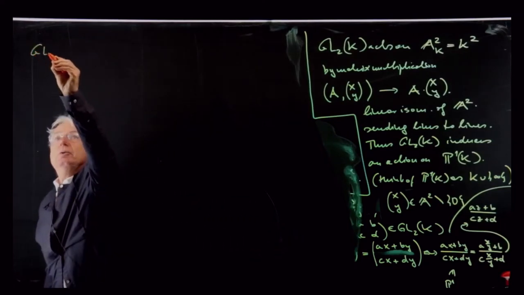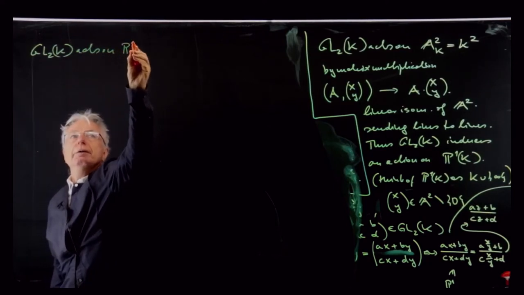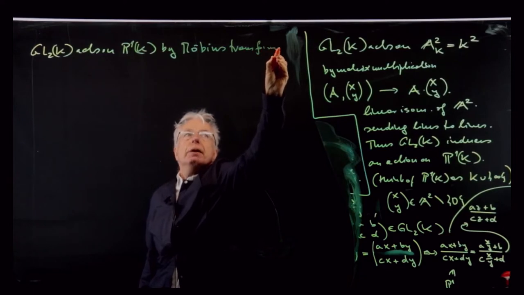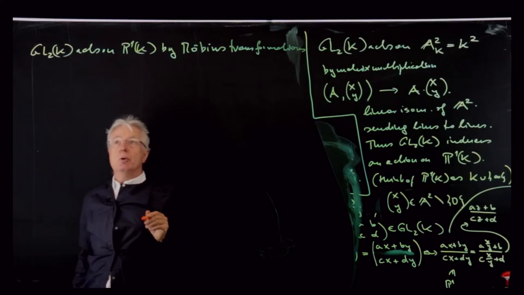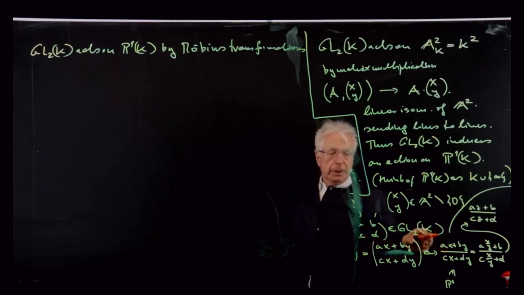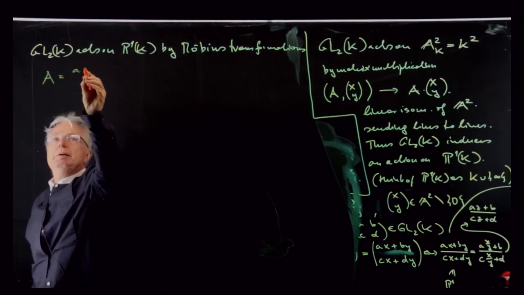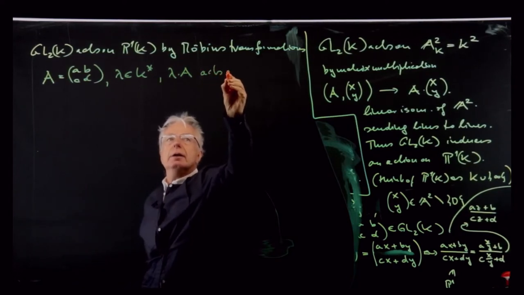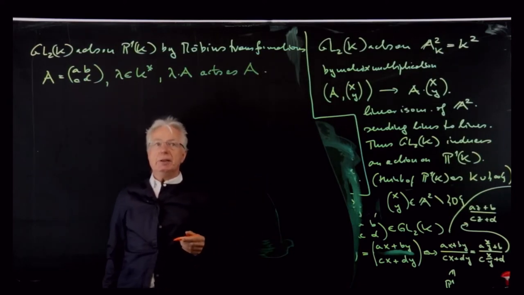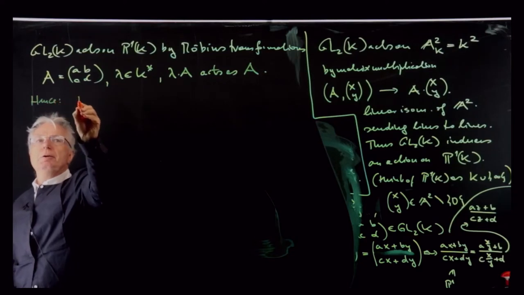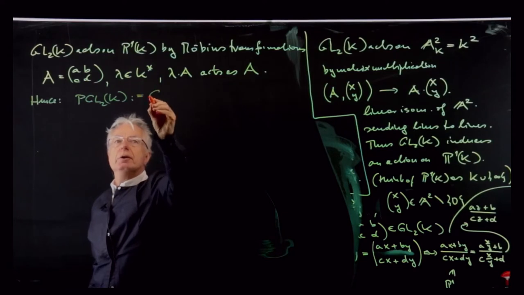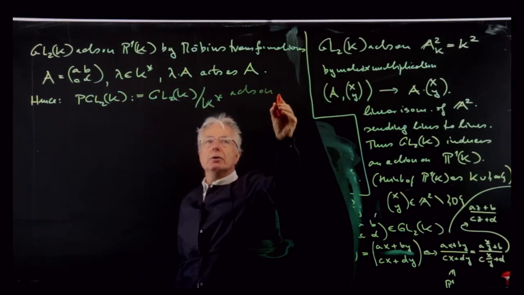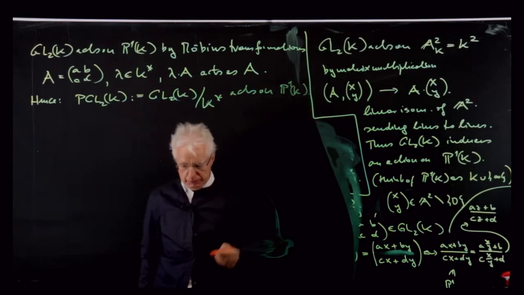So we get GL2(K) acts on P1(K) by Möbius transformations. As was already said a long time ago. But of course, if we multiply the matrix A equal A, B, C, D, and if we take lambda in K star, then lambda times A acts as A, because the lambda will cancel in the fraction. So this means that PGL2(K), which is defined as GL2(K) up to homothecy K star, acts on P1(K). And that's the action we want to study.